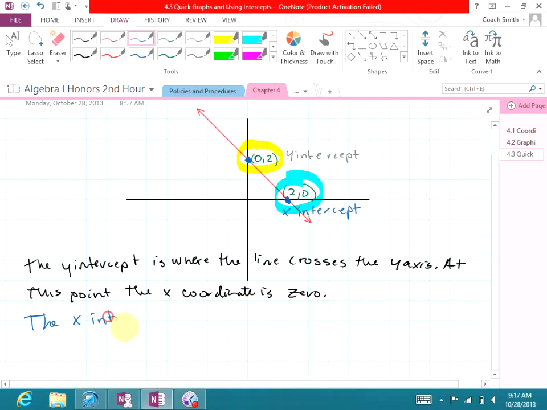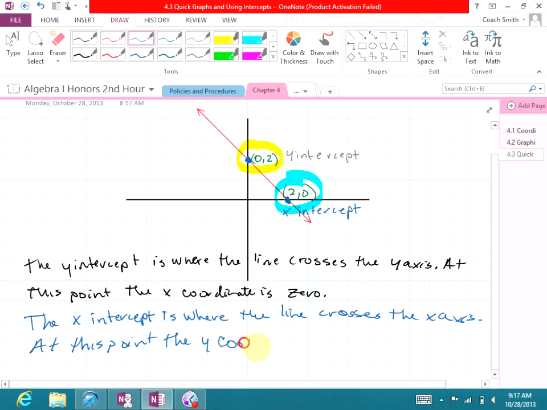The x-intercept is where the line crosses the x-axis at this point. The y-coordinate is 0. Okay.